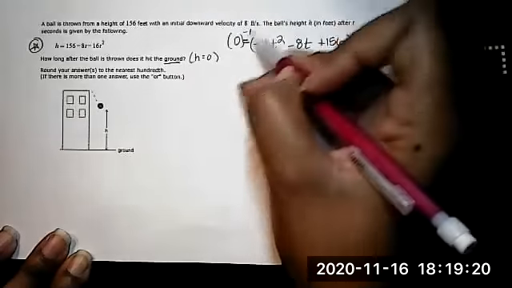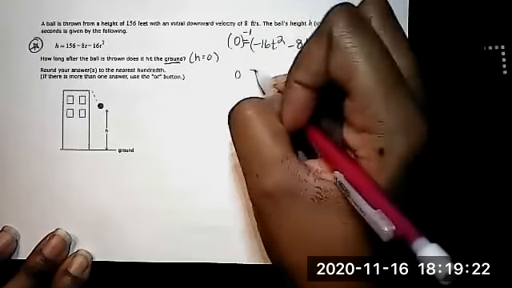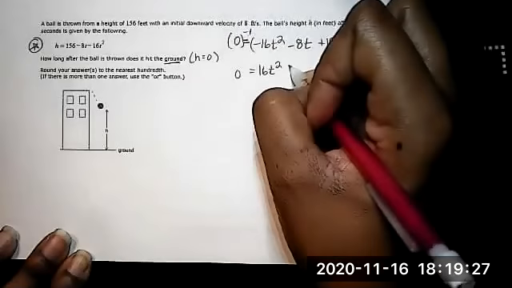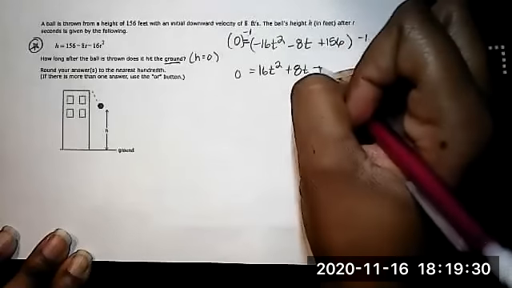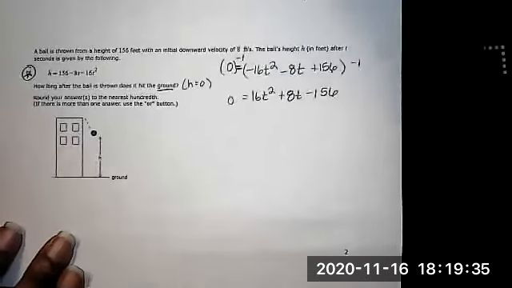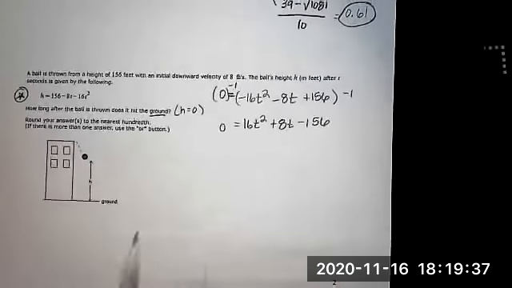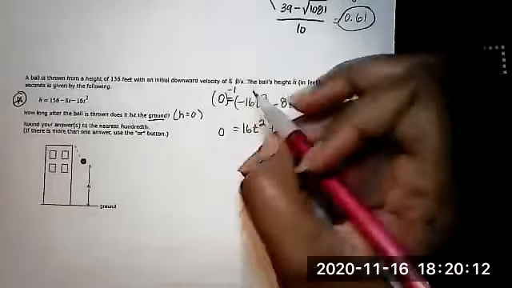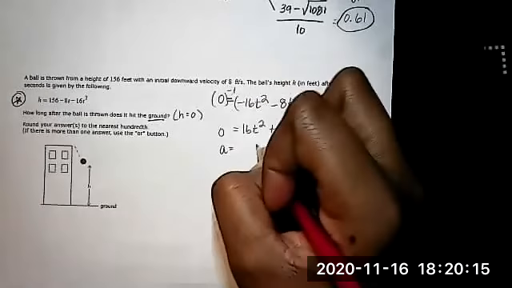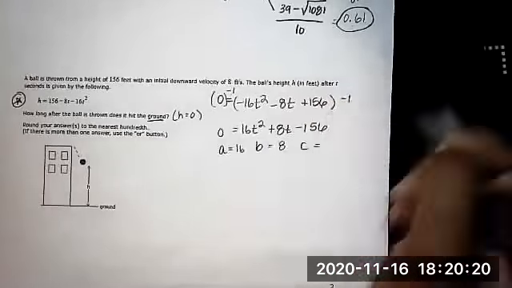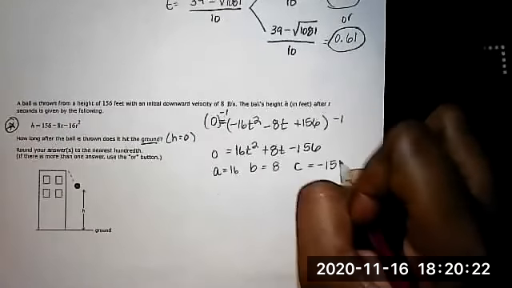Same thing with this 0. 0 times -1 is just 0. This now becomes positive 16t squared, plus 8t, and then minus 156. All right, so that is what's happening there. Then we're going to go ahead and use the quadratic formula like we've been using to solve this problem. Now let's find A, B, and C. Our A is 16, B is 8, and C is negative 156.